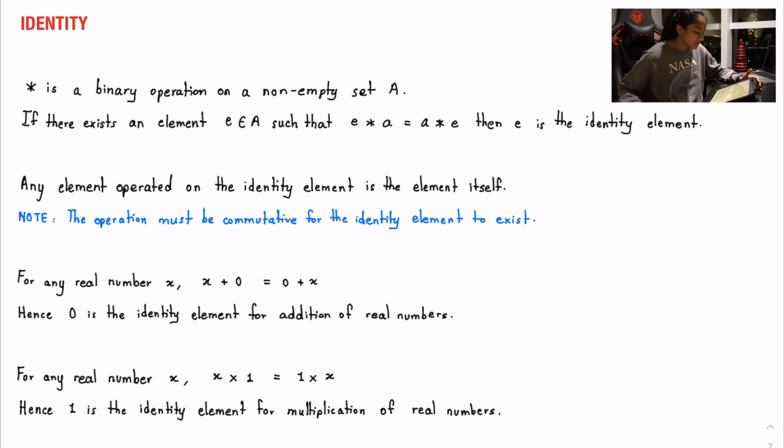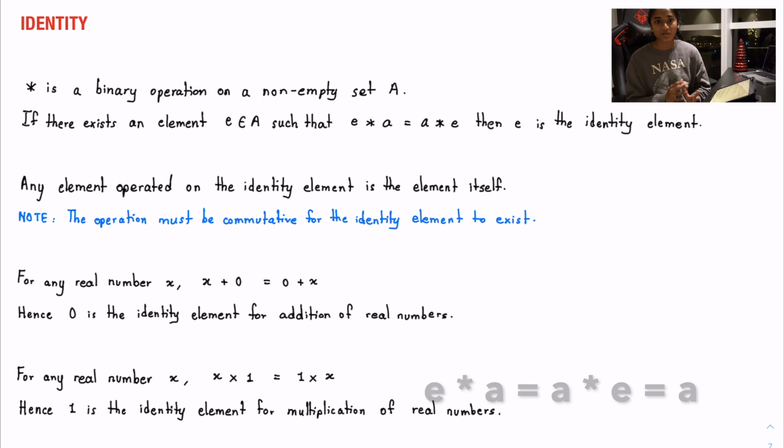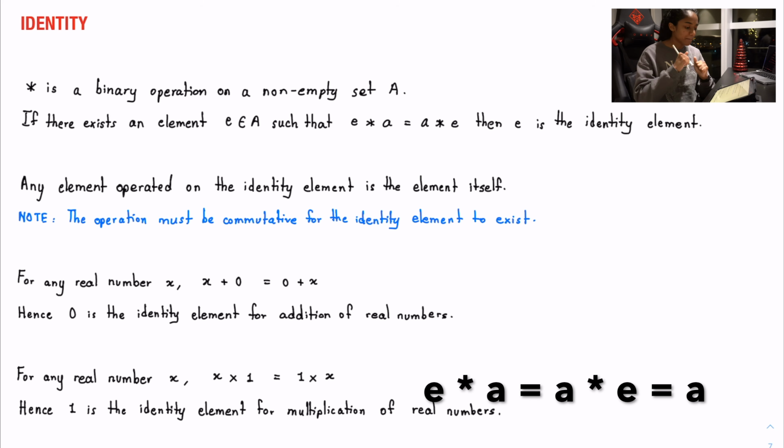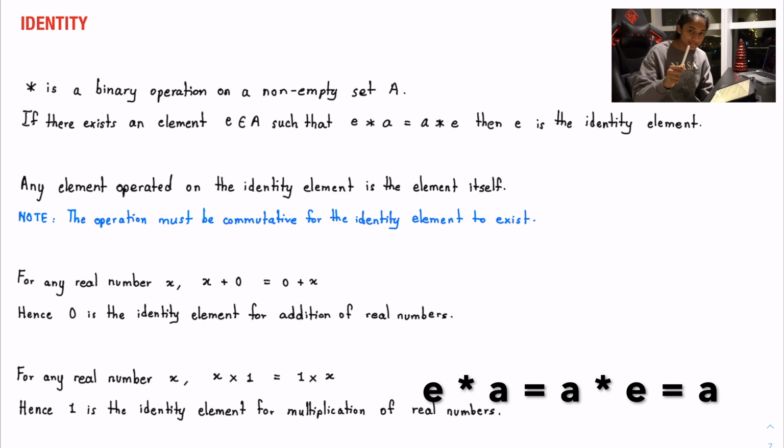Identity. Any element operated on the identity element is the element itself, okay? But before I explain it for addition and multiplication, note that the operation must be commutative for the identity element to exist. You know that addition and multiplication are commutative, and that's why the identity element exists for these two operations.